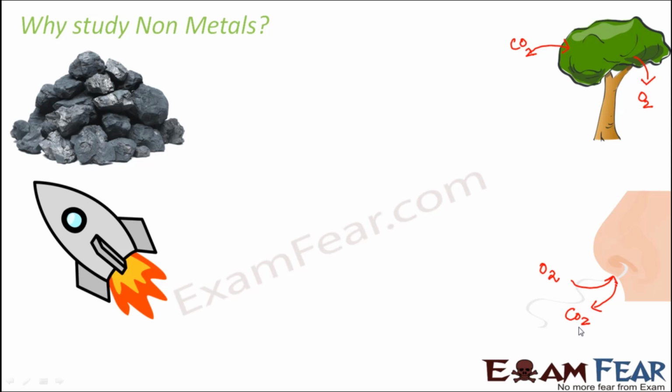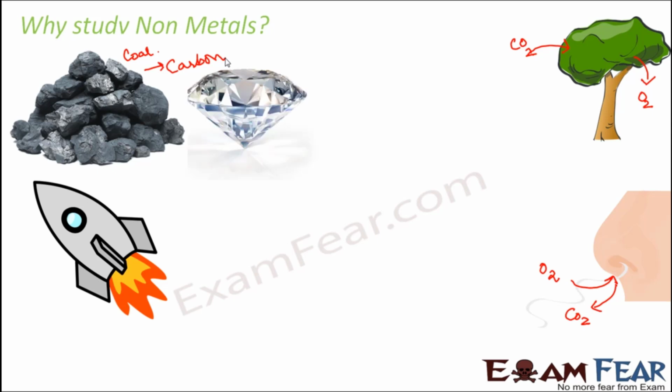Not only this, gases like nitrogen, oxygen, and carbon dioxide not only form the atmosphere, nitrogen is also very important for the growth and development of plants. Apart from that, we also have fuels which are excellent sources of energy. For example, coal. What is coal? Coal is made up of carbon. And carbon is of course a non-metal. So coal is an excellent source of energy, and we have already studied in our previous lesson that there are many different uses of coal.